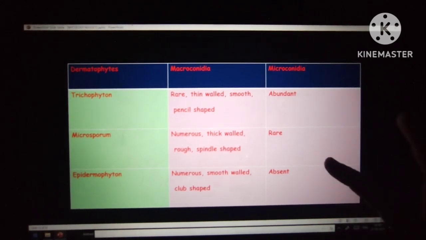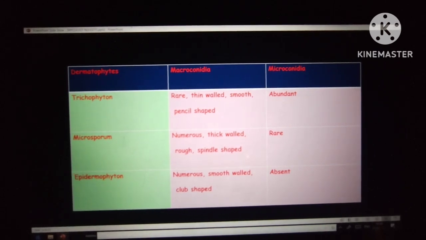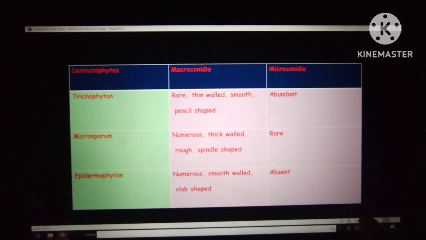Coming to Micro, it's a little. So it can be there or cannot be there, so it is rare. Coming to Epidermophyton, it is absent. So let's remember in this order, TME. For macroconidia, it is PSC: P for pencil shaped, S for spindle shaped and C for club shaped. So that's all. And the next topic is treatment.